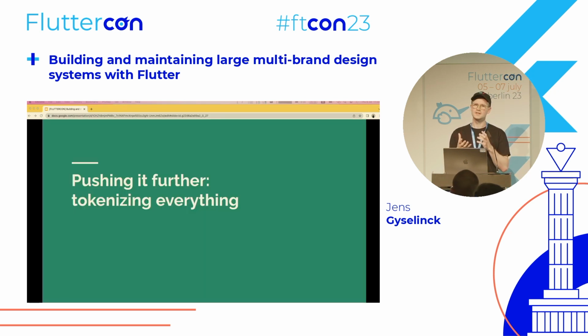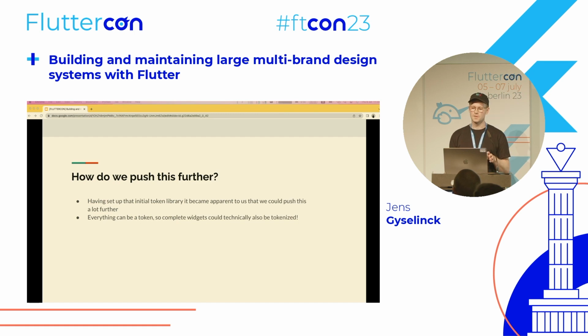Now, by applying all this into our project, we are able to brand and theme our app. And that's already great. But after setting up that whole initial token structure, your UI still looks exactly the same for each app. So maybe a client wants to visualize something completely different. Maybe they have a very specific way of visualizing graphs, for example, and we can't facilitate that yet. So it became apparent to us that we actually needed to push this a lot further.